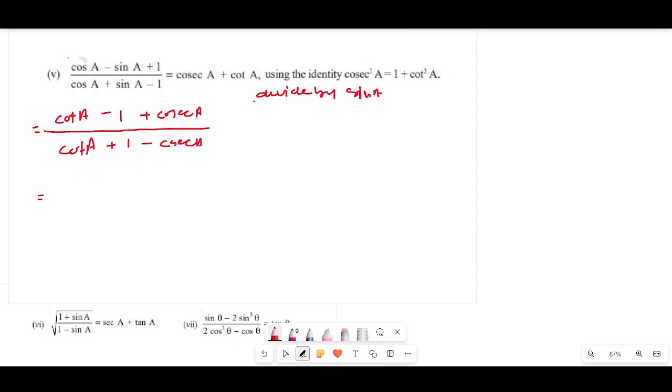Now because we want to use this identity, how can I write the same thing? Here cot a plus cosec a minus, here we can write cosec square a minus cot square a, that means plus cot square a. Clear?